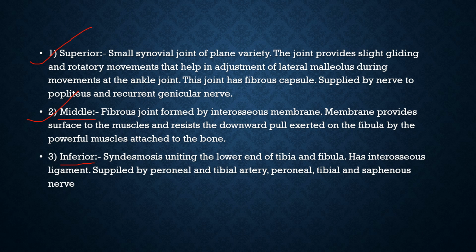Its blood supply: perforating branch of peroneal artery and the malleolar branches of the anterior and posterior tibial arteries. Nerve supply: we have deep peroneal nerve, tibial and saphenous nerves. The joint permits slight movement so that the lateral malleolus can rotate laterally during dorsiflexion of the ankle. So this was all about the inferior tibiofibular joint.